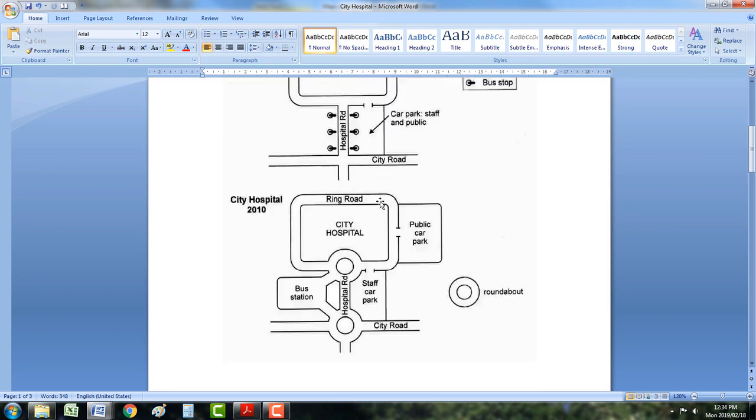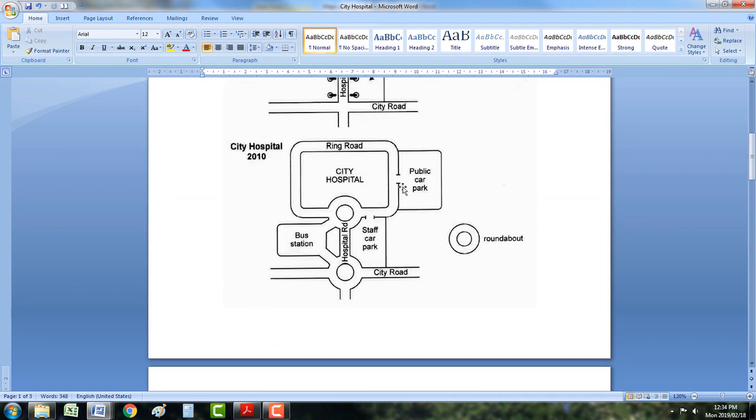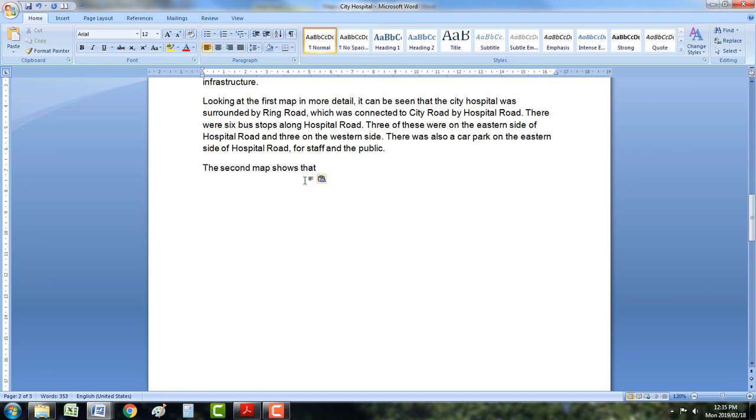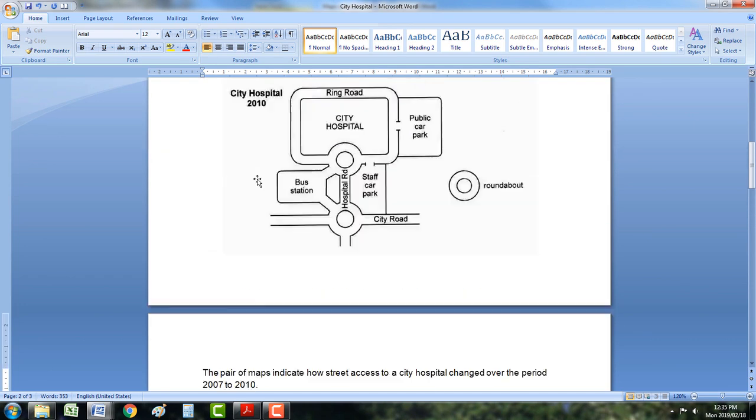It was there. Now I'm going to say what changed and how did it change. The second map shows that, easy linking language. You can say the 2017 map or whatever it was, 2010 map.